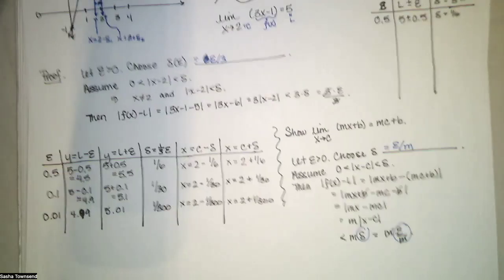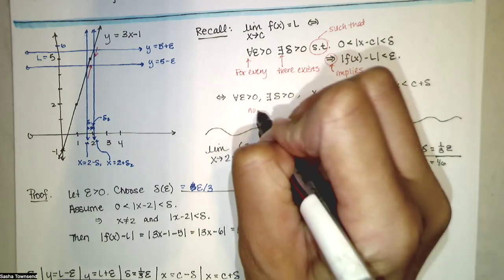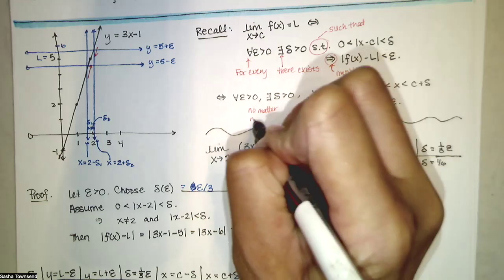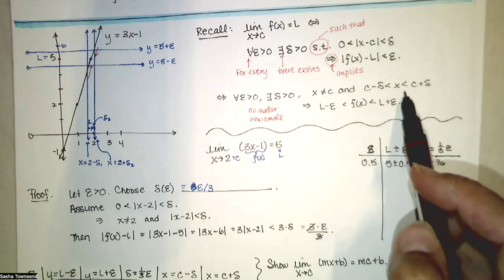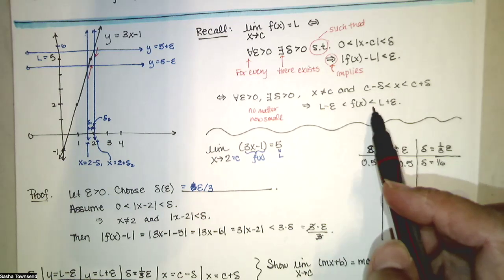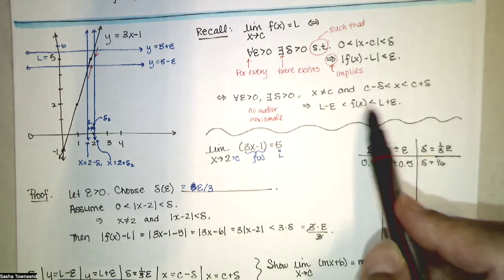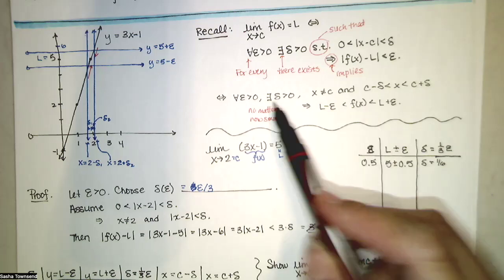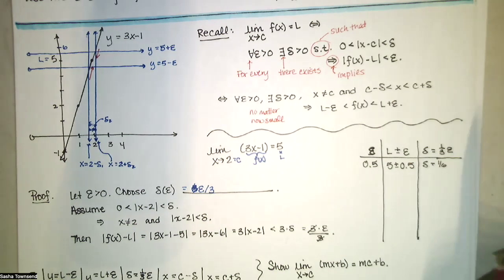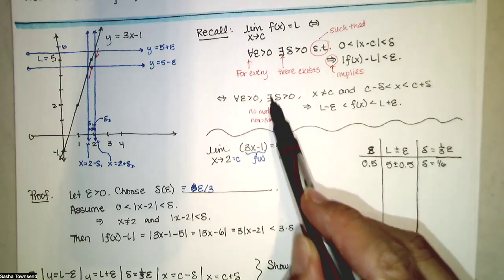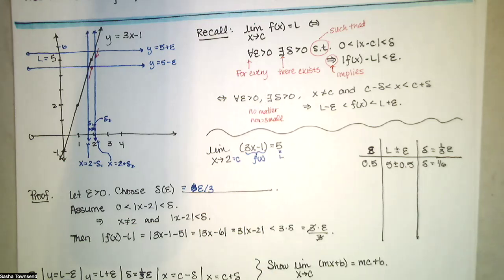So again, the definition says, for every epsilon greater than 0, no matter how small, there's a delta greater than 0, such that if x is not equal to c and x is on this interval, then the y values are on this interval. So we can pick any epsilon we want. We can get as close as we want to y equals L, as long as we choose the x values as close as necessary to x equals c. The delta represents how close we are to x equals c, and the epsilon represents how close we are to y equals L.